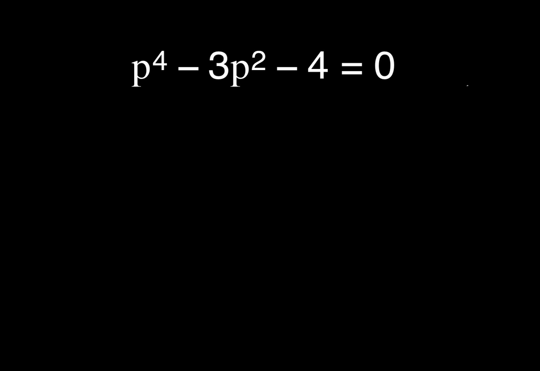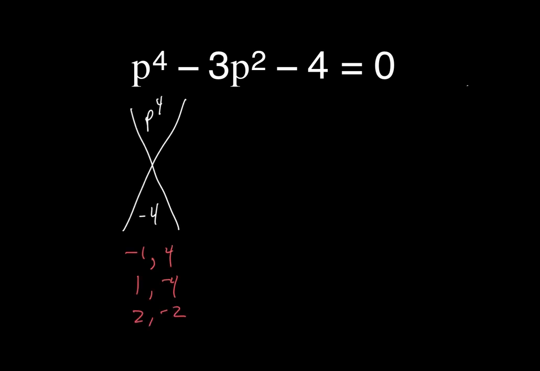So I could do this using the x box method. Yeah. p to the 4th. Down here I have negative 4. What numbers multiply to negative 4? 1, negative 1 and 4. What else? 1 and negative 4. 2 and negative 2. Which of these adds to negative 3?